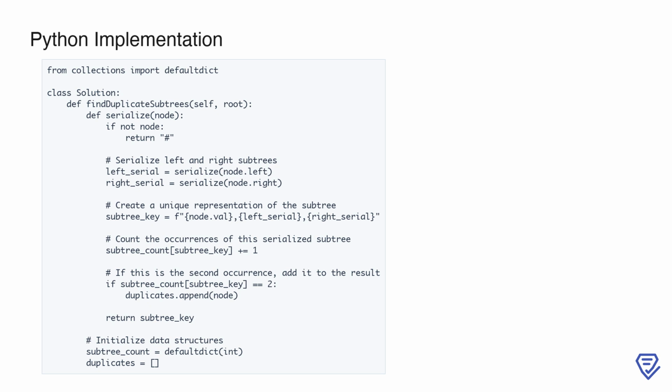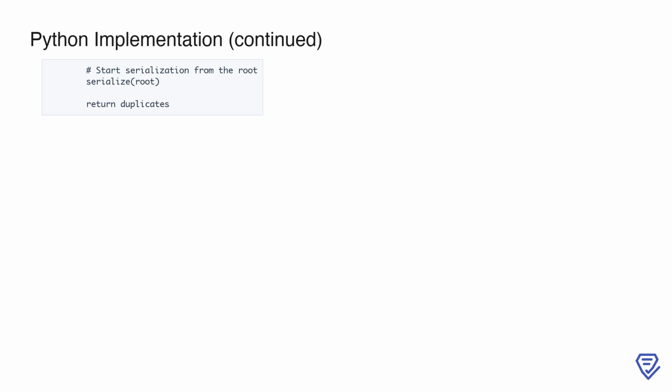We then update the count of the serialized subtree in a dictionary called subtree_count. If the count of a subtree reaches exactly 2, it indicates a duplicate, so we add the root of this subtree to the duplicates list. Finally, the function returns this serialized string to be used by its parent node. After defining the serialize function, we initialize two key data structures, subtree_count, a dictionary to track the occurrences of each serialized subtree, and duplicates, a list to store the roots of duplicate subtrees.